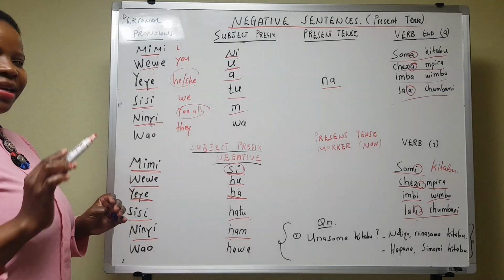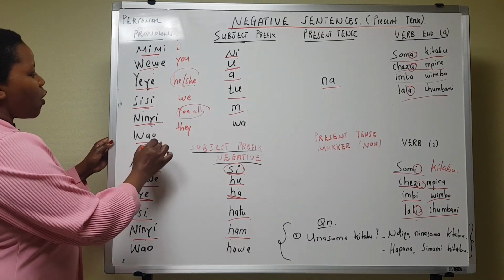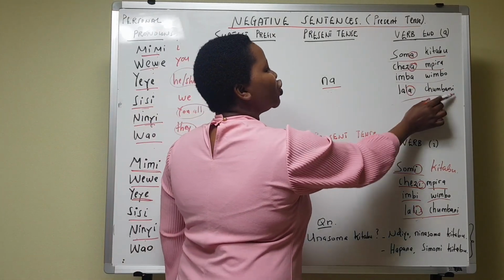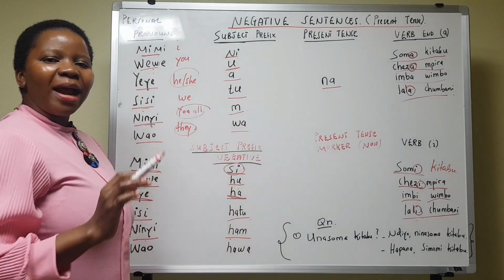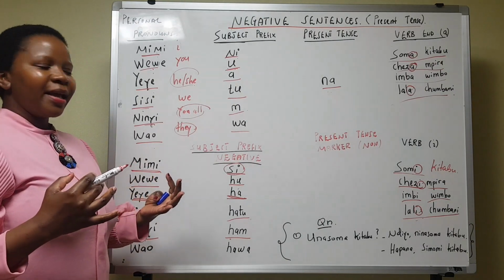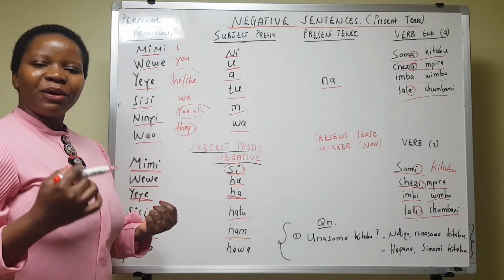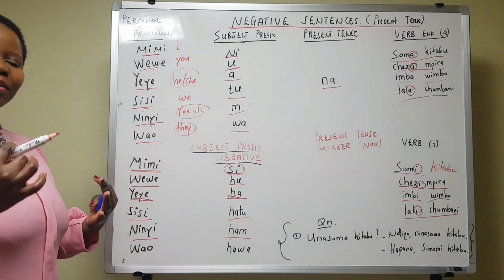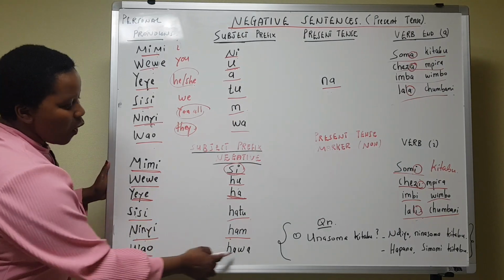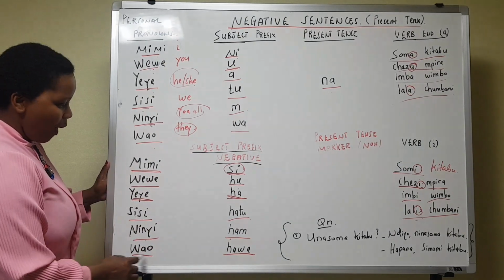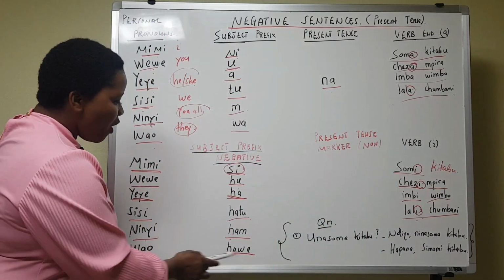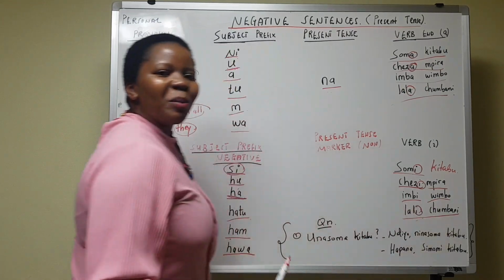And the last sentence is wao, which is they. Wao wanalala chumbani. They are sleeping in the room. How can I say in Swahili, they are not sleeping in the room? The sentence will be like this. Wao hawalali chumbani.